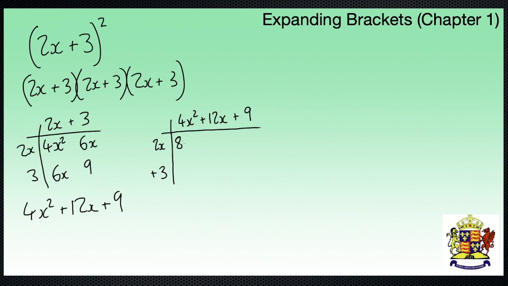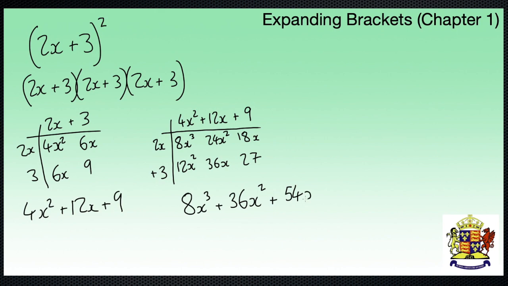Here we go then. 8x cubed, 12x squared, 24x squared, 36x, 18x, 27. So 36x squared here. Why can't I count? What's wrong with me? 54x, ignore that, I was fine. I just had a bit of a meltdown. I'm okay. Plus 27. Okay, done.